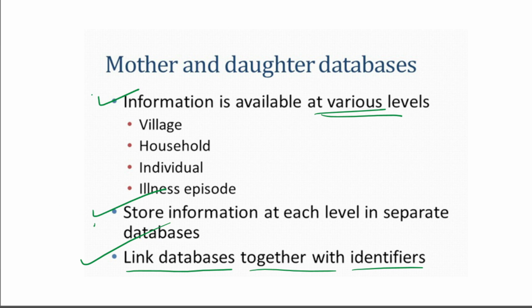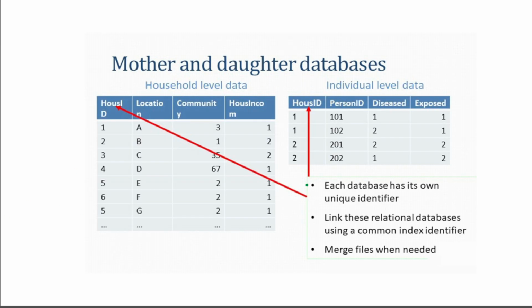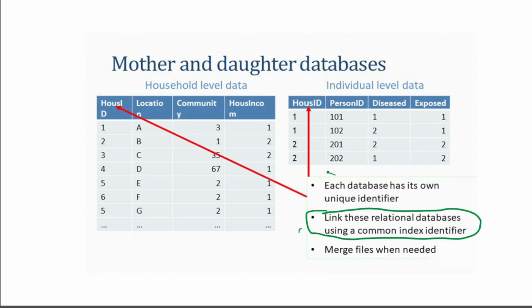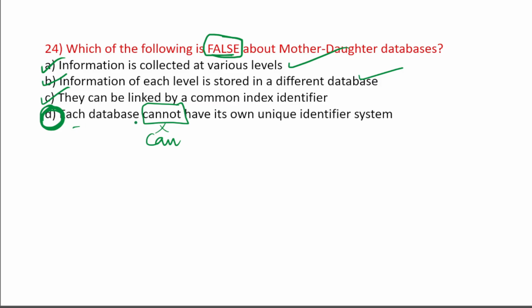Then another slide we have on this mother and daughter databases. You have this statement. See, link these relational databases using a common index identifier. So this was mentioned as option number C. And the last option, that each database can have its own unique identifier. See over here, each database has its own unique identifier. So this is the correct statement actually, but in the question they have mentioned that each database cannot have its own unique identifier system. So therefore we have selected this as the answer.